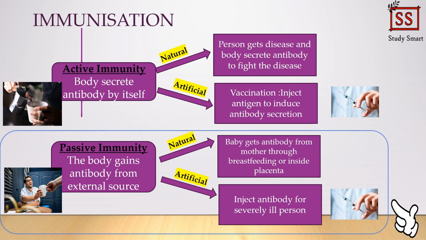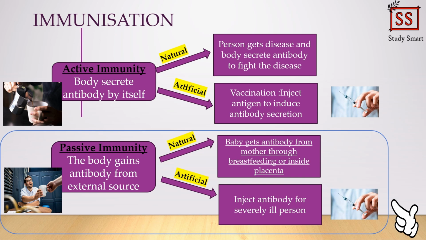Passive immunity refers to the body gaining antibody from an external source, which means that you are asking someone else to make the coffee for you. Okay, even passive immunity we can divide into natural and artificial ways. So natural passive immunity refers to when a baby gets antibody from the mother through breastfeeding or when the baby is inside the placenta of the mother. So in this case, the baby still gets the antibody from an external source, which is the baby's mother, but in a natural way. So this is what is known as natural passive immunity.